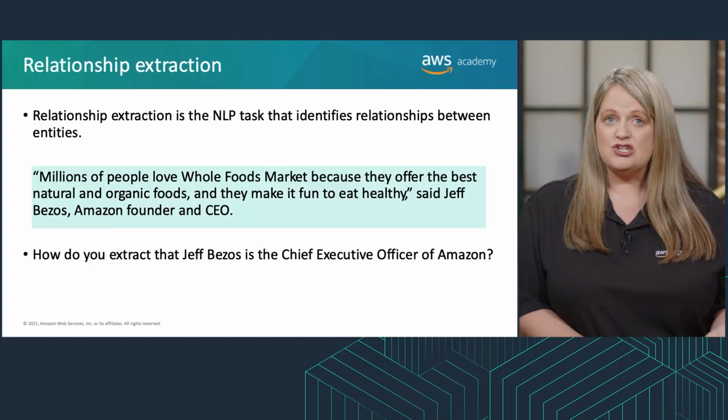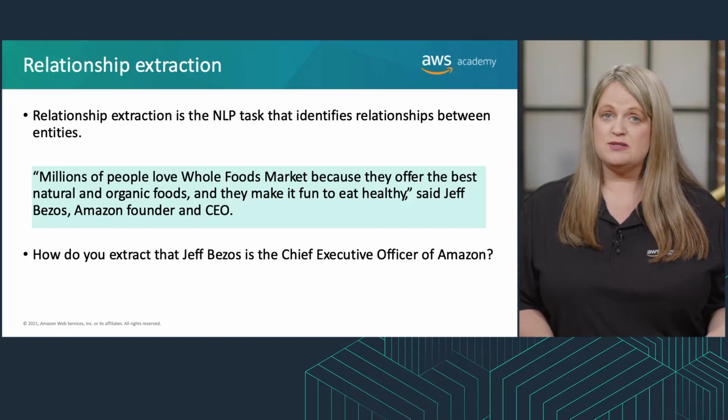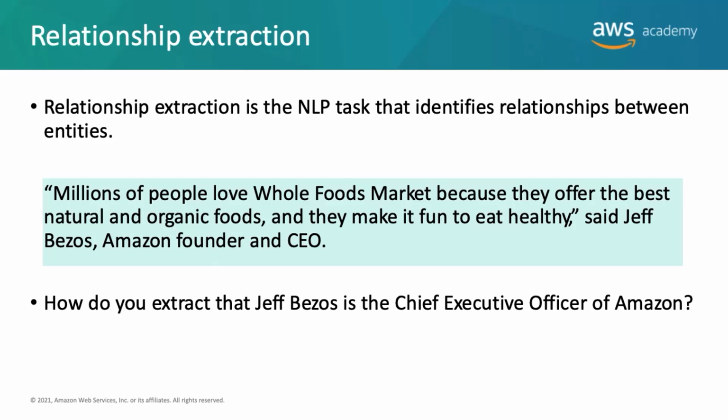Now we have relationship extraction, which is the NLP task that identifies relationships between entities. This task helps with applications such as Q&A systems, digital assistants, search, and text summarization. In the example that is shown, it's easy for a human to determine that Jeff Bezos is the CEO of Amazon. To do this in NLP, you first need to identify entities by using a named entity recognizer. Then you need to determine if there is a semantic relationship between them.